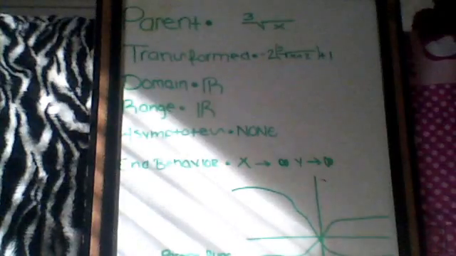The asymptotes here are none. Cube root functions don't have any asymptotes. They never do. Now, the range.